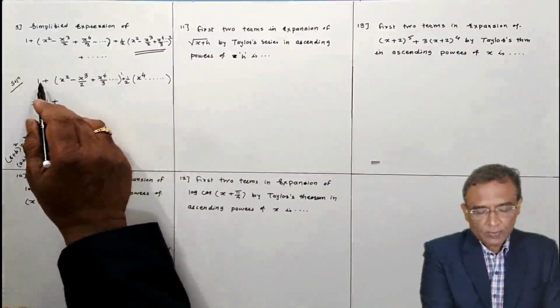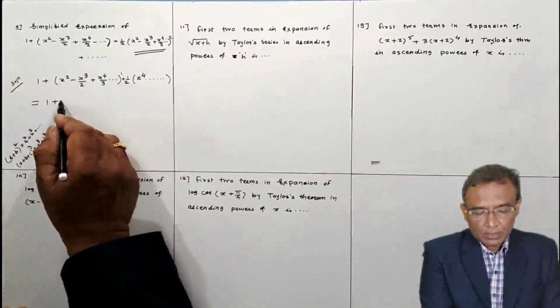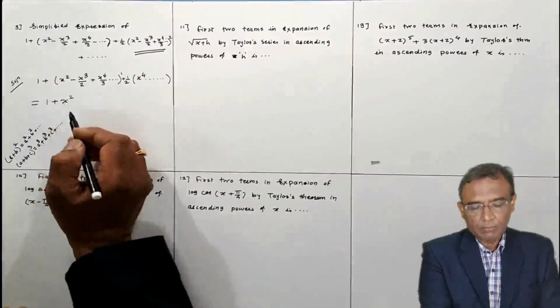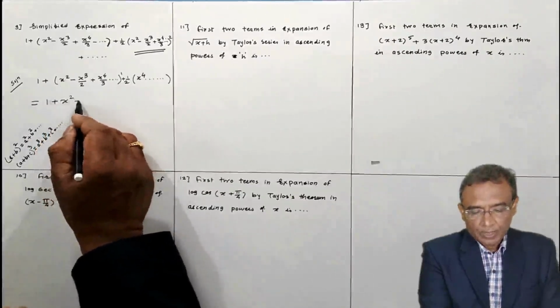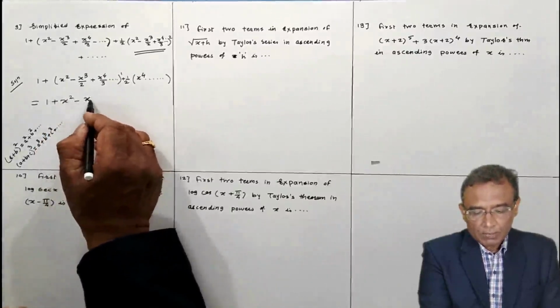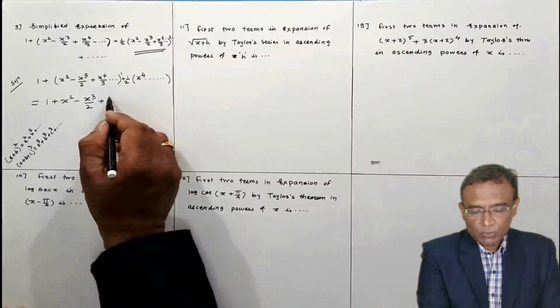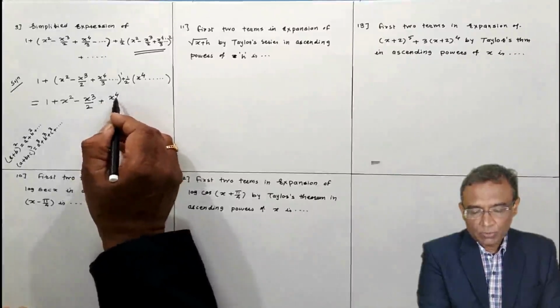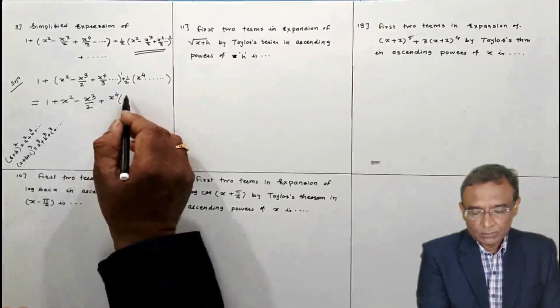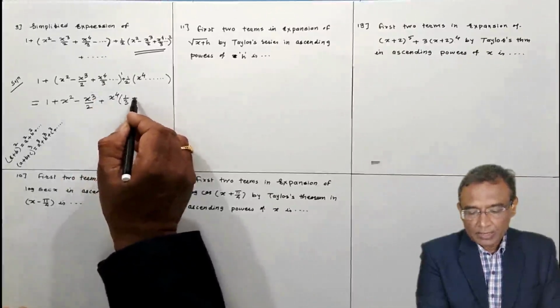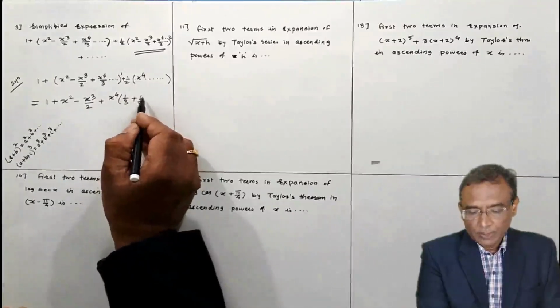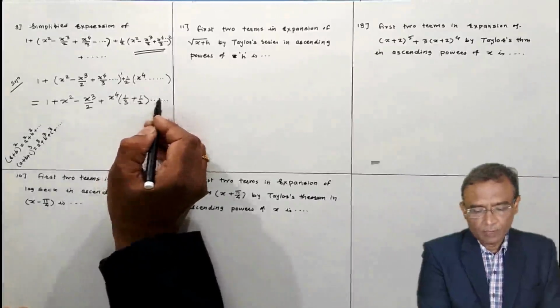Lowest term is 1, the lowest degree term. Next power term is x power 2. Next term is the x to the power 3 term, and next is the x to the power 4 term. But for the x to the power 4 term, there are two terms, 1 by 3 and here 1 by 2, and there are many terms again.